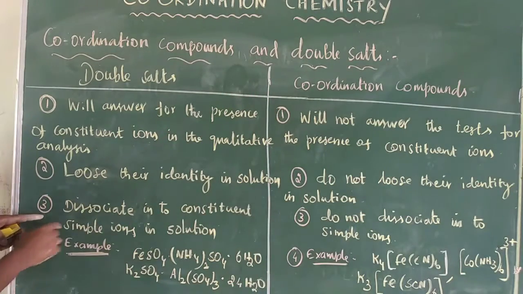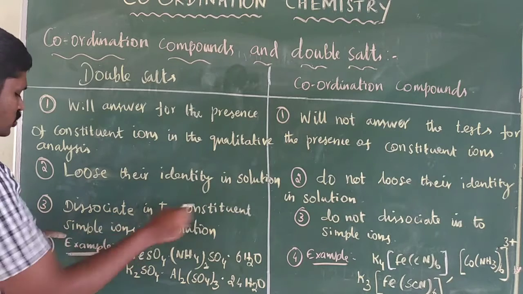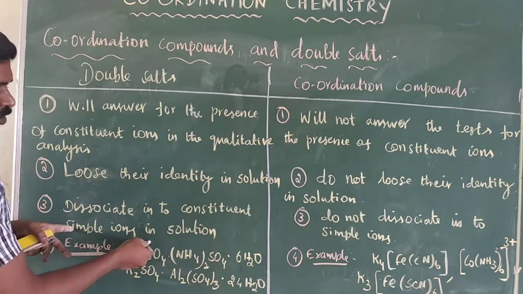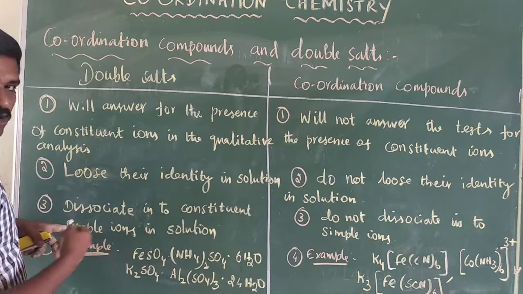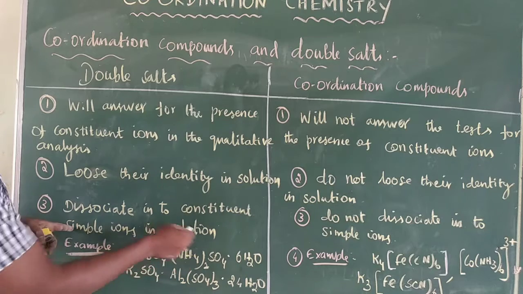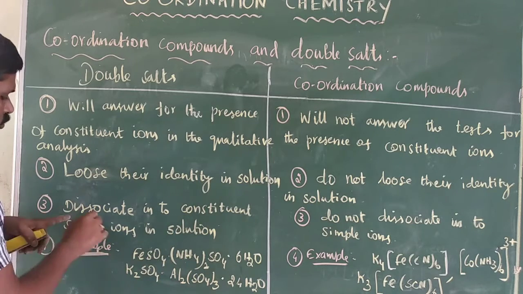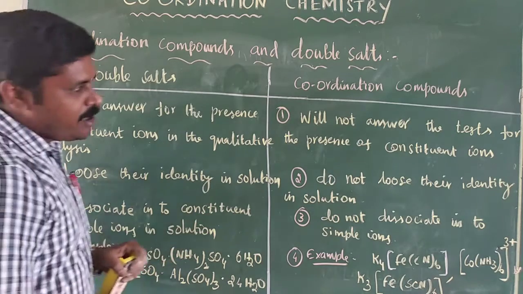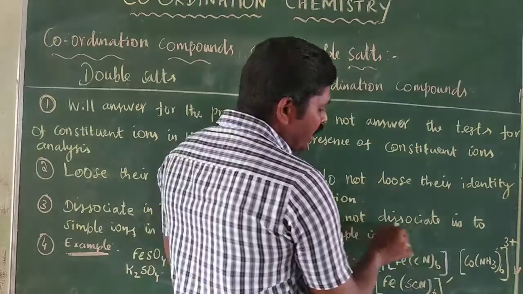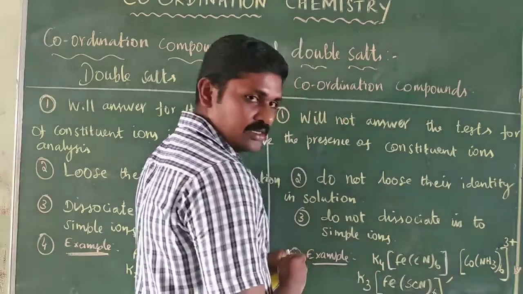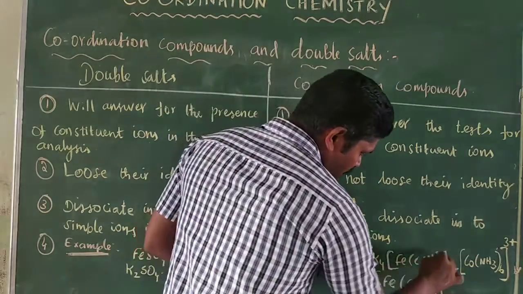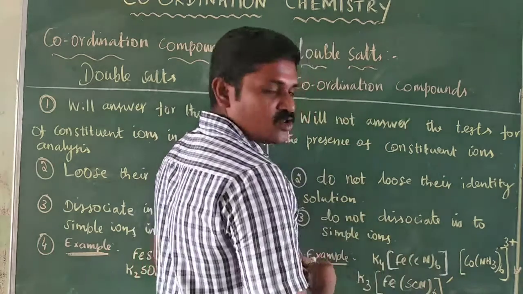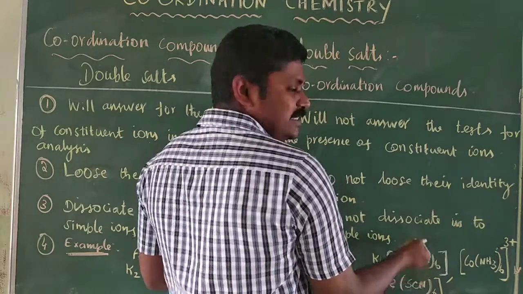So the third point: double salts dissociate into constituent simple ions in solution. Mohr's salt gives Fe2+ ions, SO4 2- ions, and NH4+ ions. But coordination compounds do not dissociate into simple ions. The inner sphere does not dissociate to give simple ions.